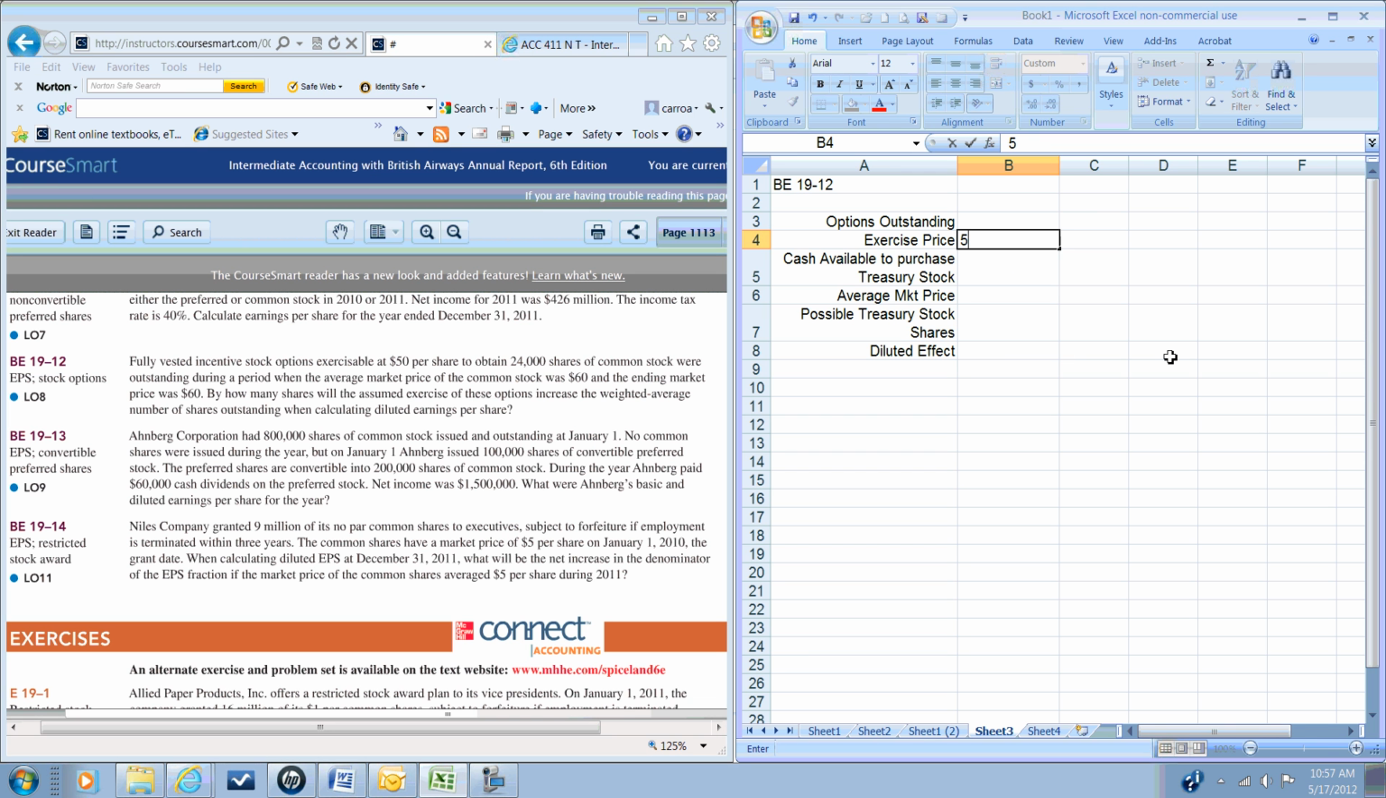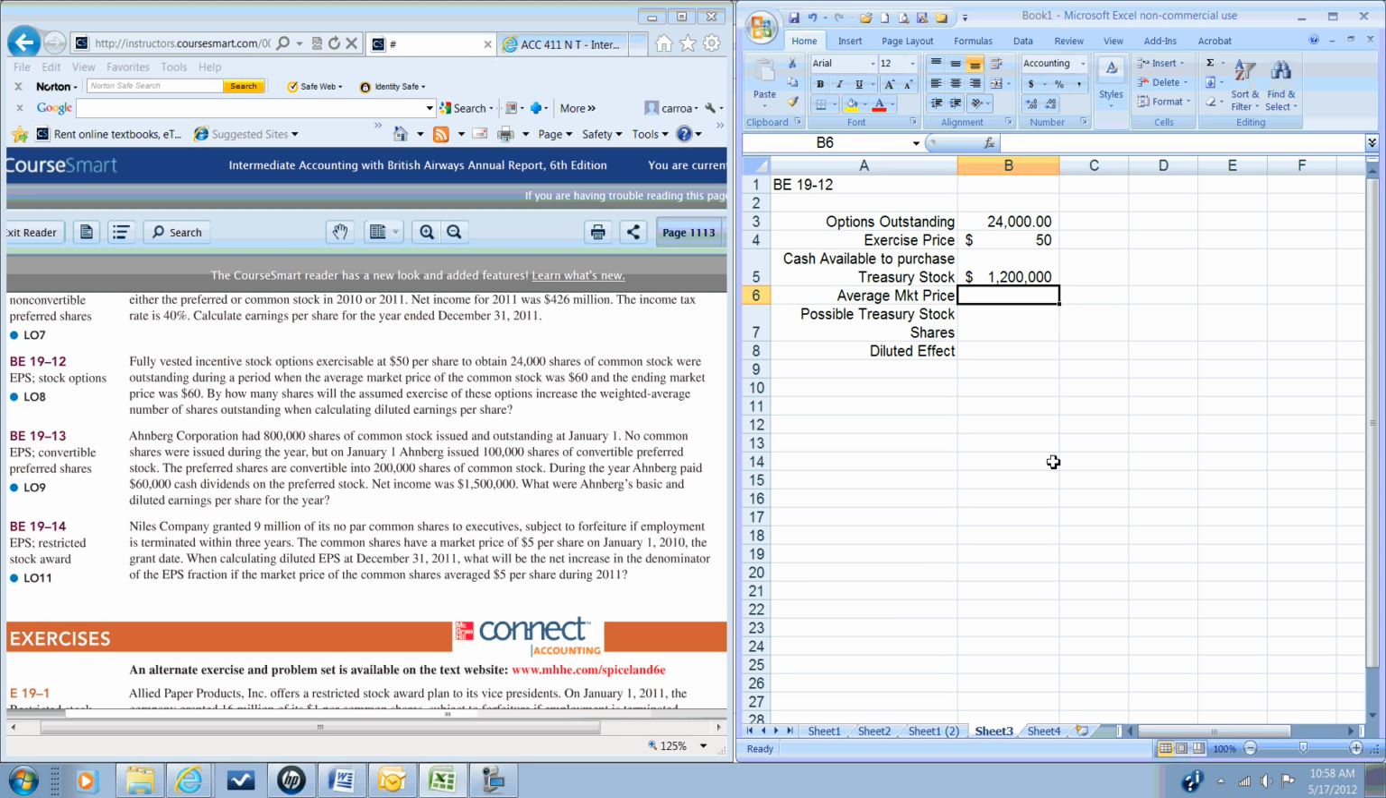So our exercise price is $50 per share. There are 24,000 options outstanding. For the treasury stock method, which is used to determine the dilutive effect of the options, not all 24,000 will be considered diluted. We will determine the amount of cash that is available to purchase common stock, and that is the number of options times the exercise price.